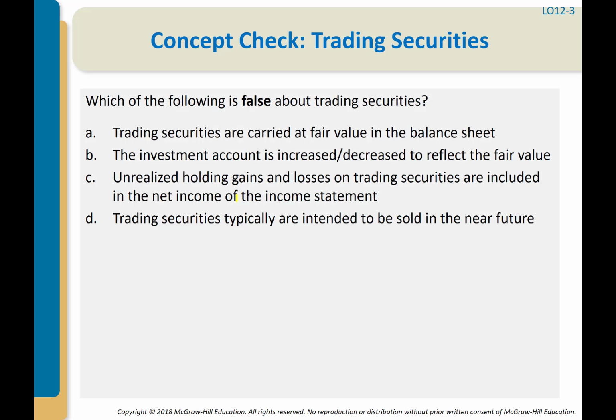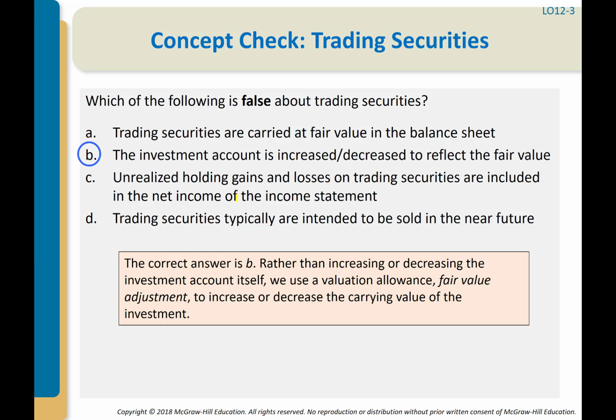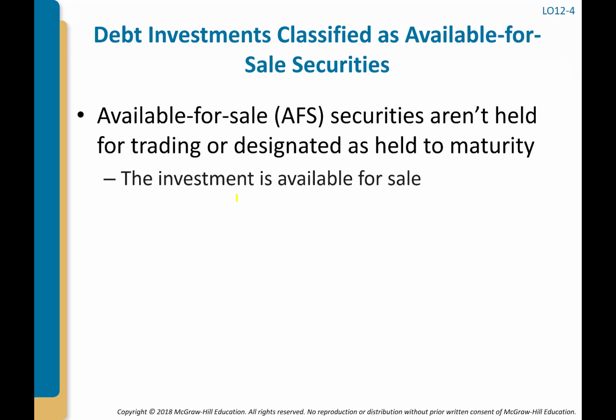Okay, good. Now you come over, concept. Which of the following is false? I don't know. I don't feel like going through this. Okay, so which of the following is false? The investment account is increased or decreased to reflect fair value. I guess they're saying that's false because they're going to use the valuation allowance account. So I'm not even sure how false that is, but anyway. Note to self, hide this question next time. It's not a very good question.